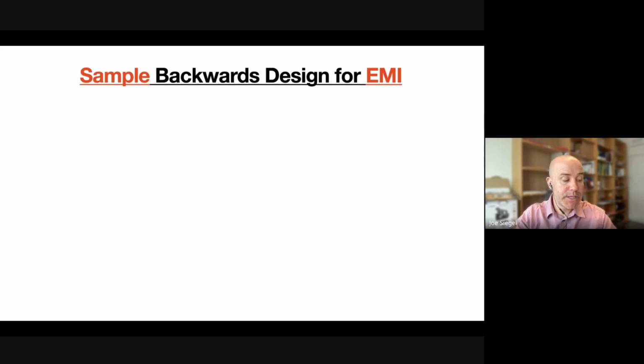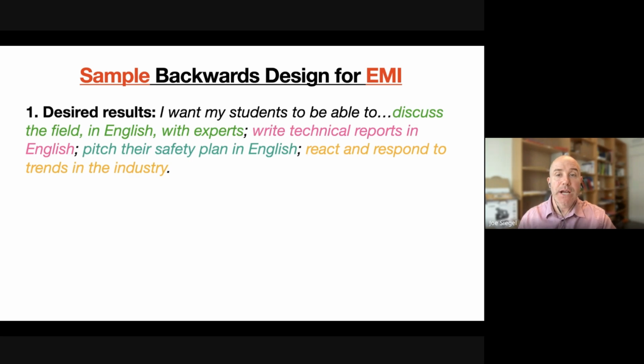So to give some examples of this sample backwards design for EMI, if we think of desired results, we might finish this prompt with something relevant to your own discipline, of course. But as some examples, I want my students to be able to discuss the field in English with experts. Okay, and maybe that particular phrase relates to those of you who mentioned you use small group discussion. Be able to write technical reports in my topic, in my discipline, in English.